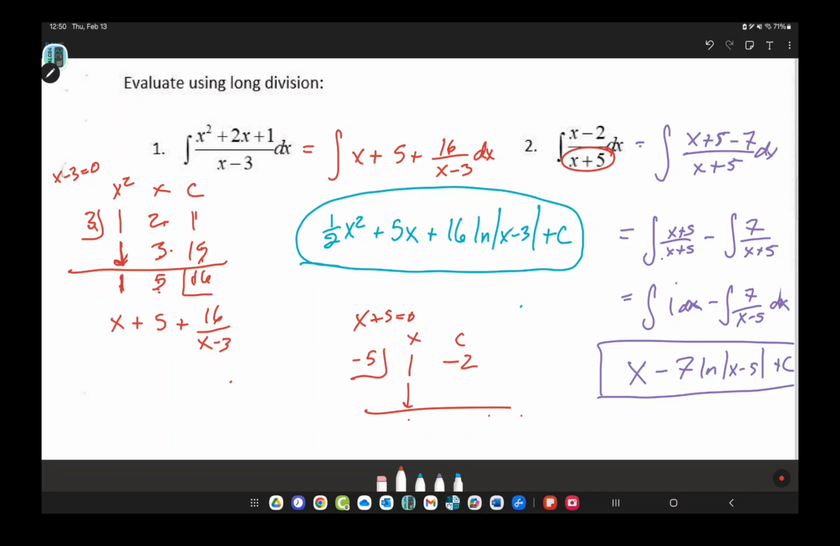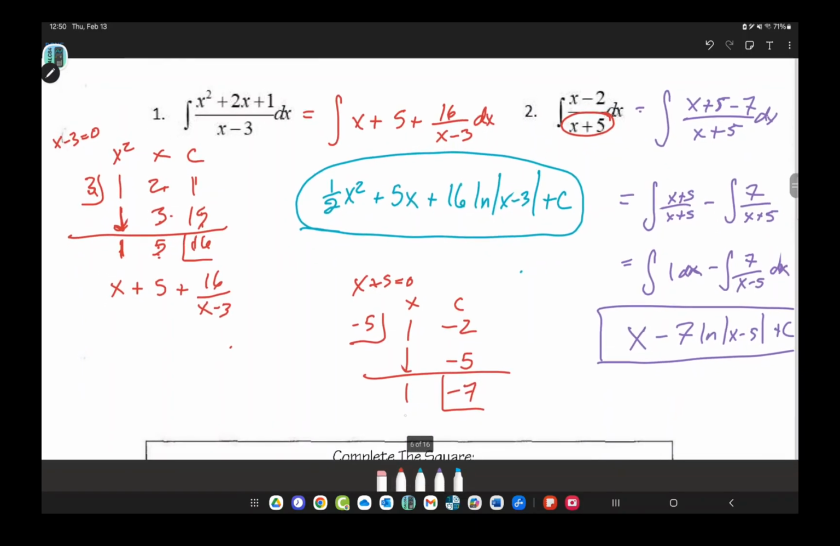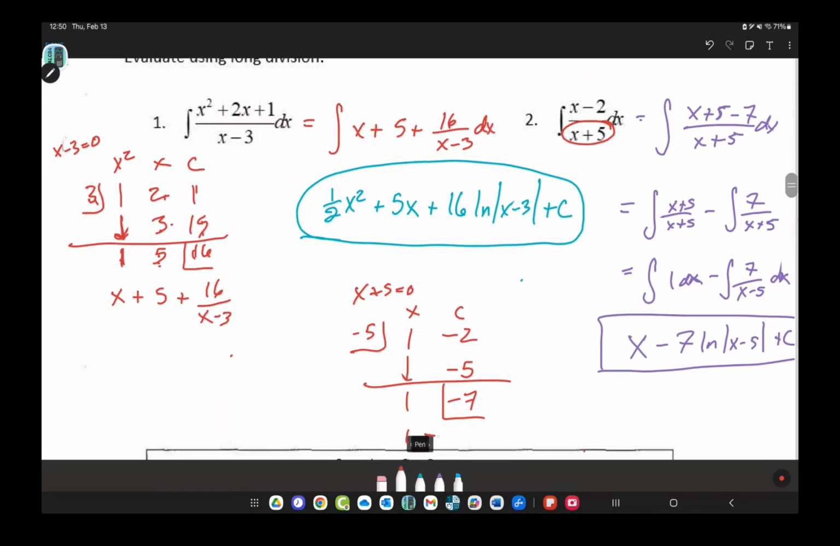Drop down the 1. Negative 5 times 1 is negative 5. I'm just adding. That gives you negative 7. So you end up with just 1 minus 7 over x plus 5, which is what we got. Is that meant to be x plus 5 in the answer on the right? Yes, it is. I wrote minus 5 and I just kept that right here.